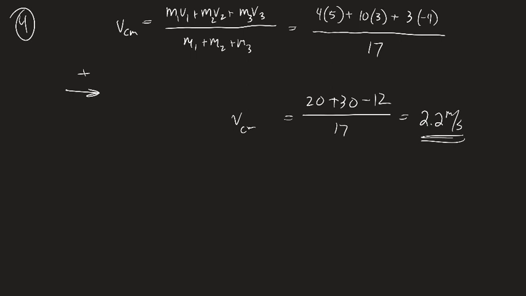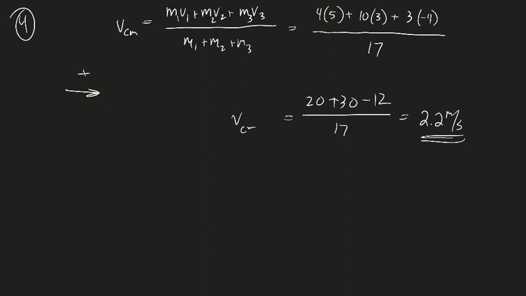The 4 kilogram and 10 kilogram cart have a perfectly inelastic collision before coming in contact with the 3 kilogram cart. What is the new velocity of the center of mass? 2.2 meters per second. It won't change. The velocity of center of mass should stay constant unless acted on by an outside force. Now, you could have done the collision problem first to show that, and that's fine.